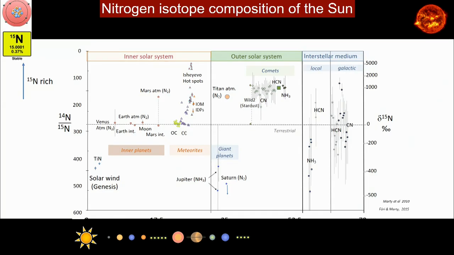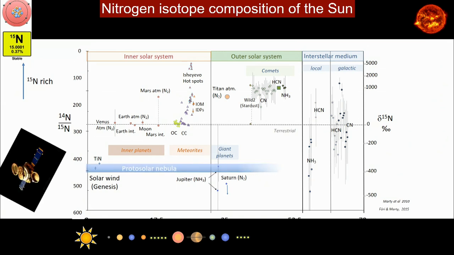In terms of carbon isotope composition, again, we have this type of diagram, which shows a huge variation everywhere. It didn't seem there was any logic here, but now with the Genesis data, we know that the solar composition is somewhere here, and the Sun is the best representative we have for the protosolar nebula, because it has concentrated almost all the material we have in the solar system.